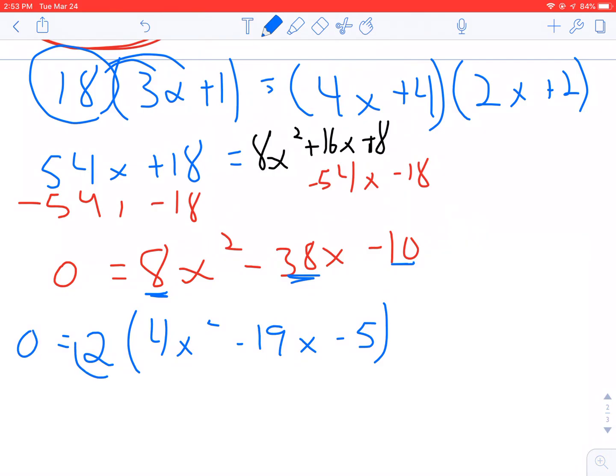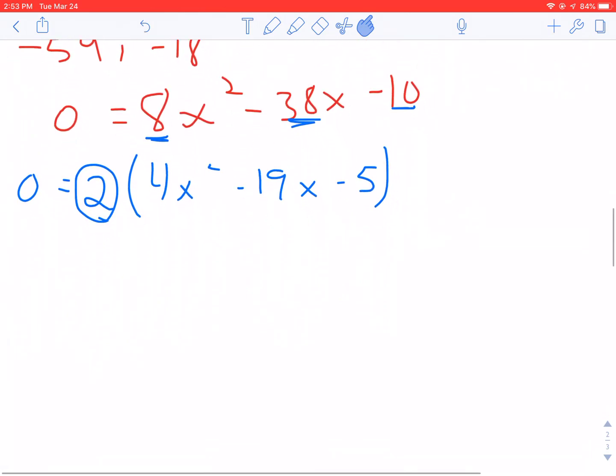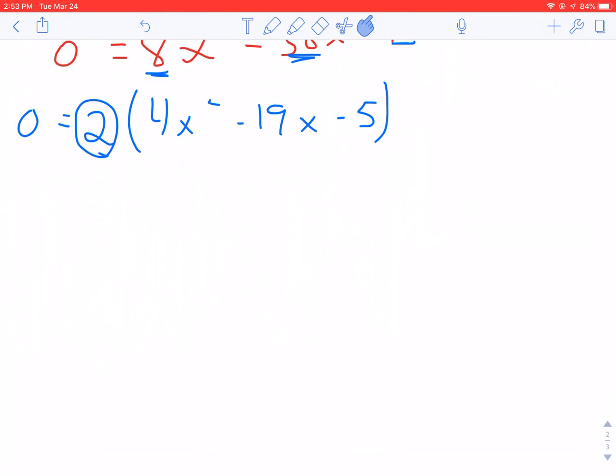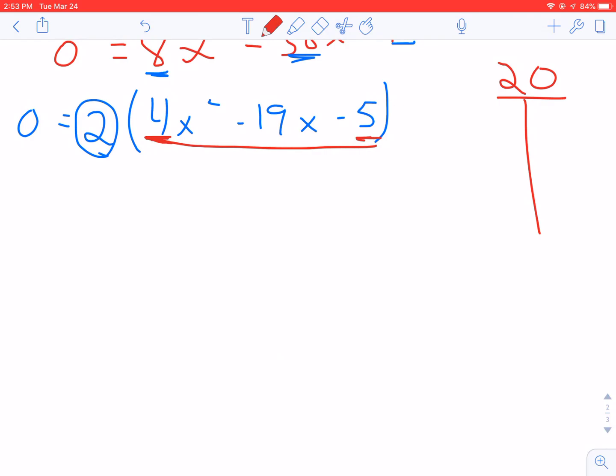Now, this 2 that we factored out, we're just going to ignore it. I hate to say pretend like it doesn't exist, but that's kind of what we're going to do. So we need to do, again, AC grouping. Now, we are only dealing with the stuff inside these parentheses. So my A term is now 4, my C term is now 5. The product of those two numbers is 20.